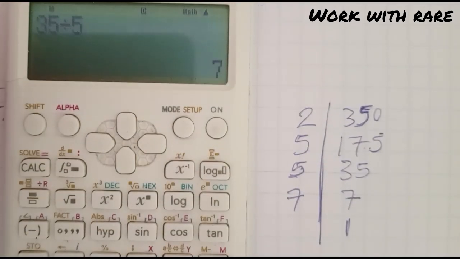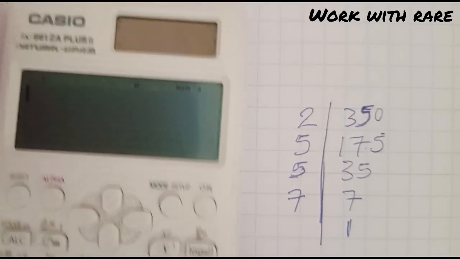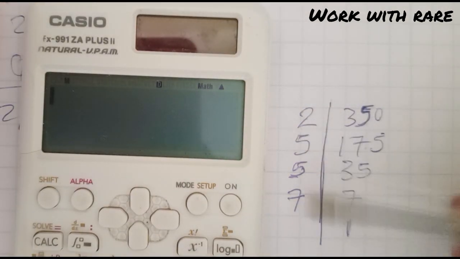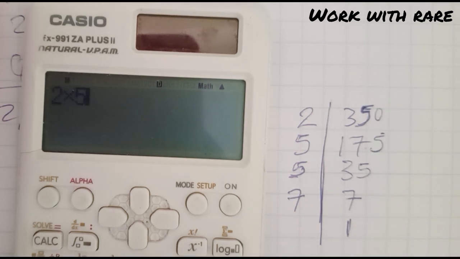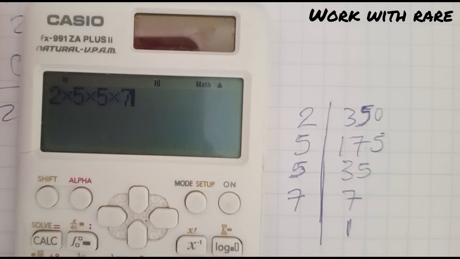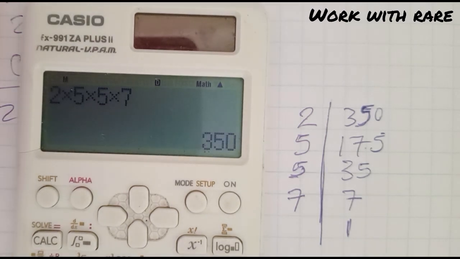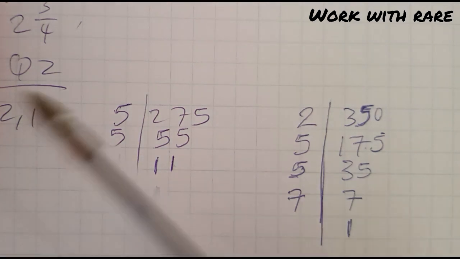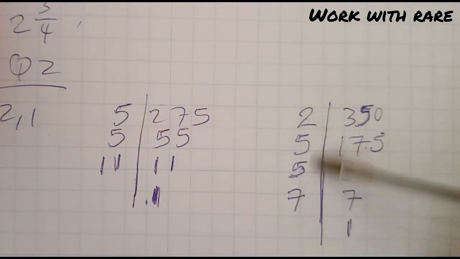Okay. So remember, after all the steps, I have to test. I have to take what's on the left and multiply it to see if I will get 350. So I'll say 2 multiplied by 5 multiplied by 5 multiplied by 7 is 350. So my prime factors are right. Remember the question says determine the prime factors of 275 and 350. So here are my prime factors and here are my prime factors.